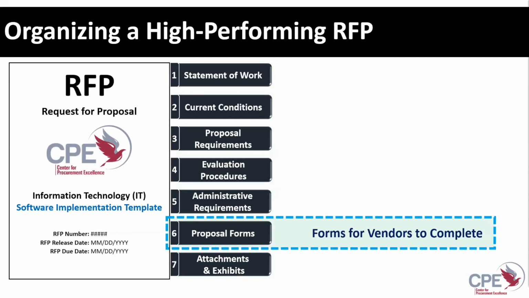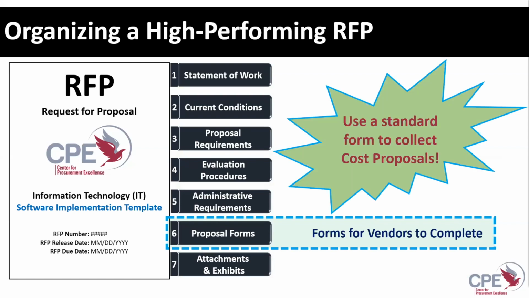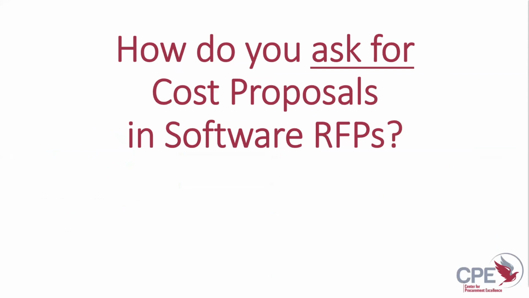Those who are familiar with this course will know that we spent some time talking about proposal forms. So we at CPE are big fans of having standard specific proposal forms for your vendors to complete. And so of course, when we get to our cost proposal forms for an IT software project, it'll be no different. This is exactly where in the RFP we would recommend that this goes. You have a standard form to collect your cost proposals from your software vendors. That's the idea. So how do you ask for it?